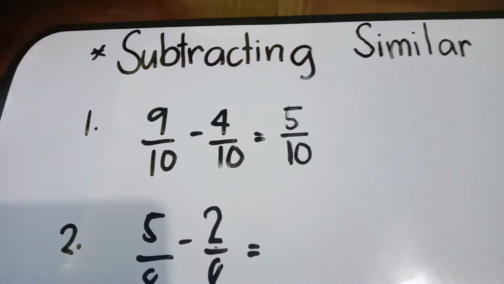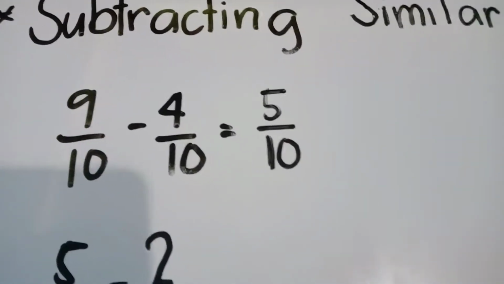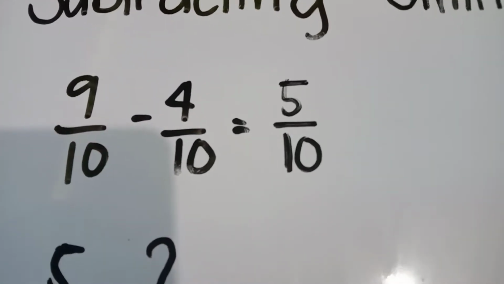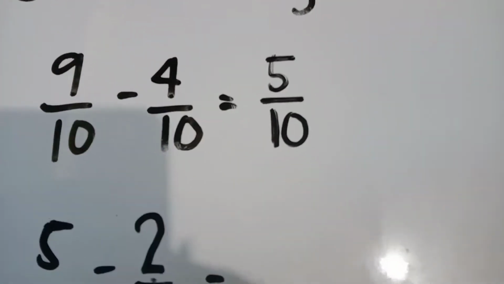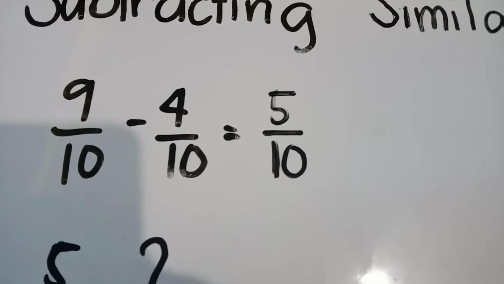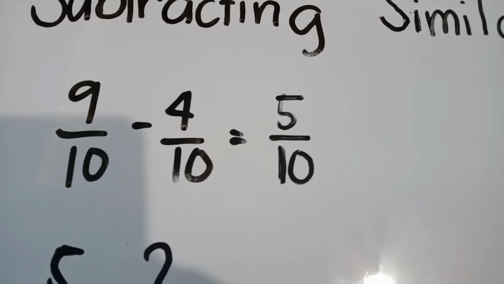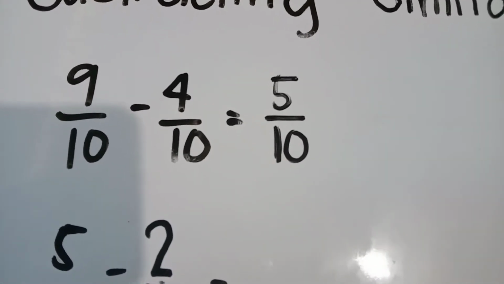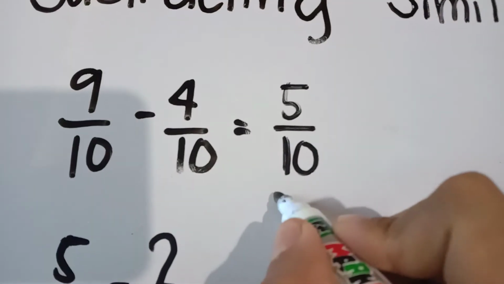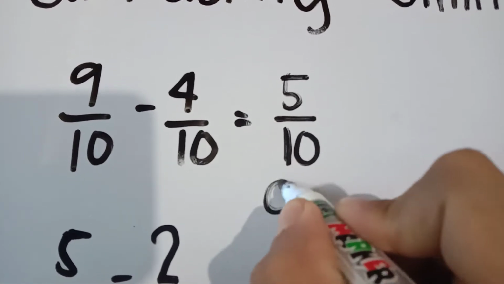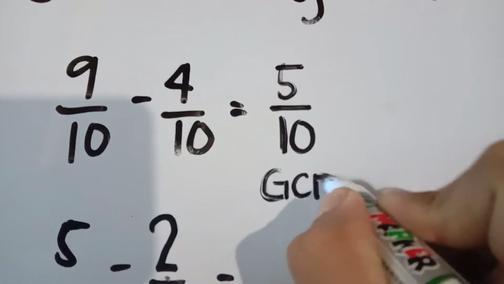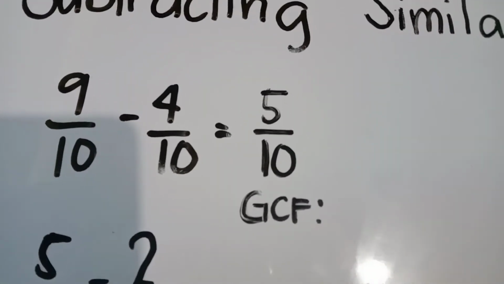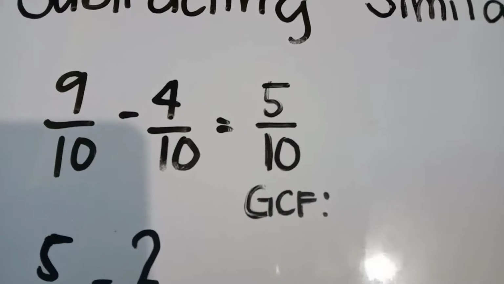Next step, check your answer. Try to check your answer if it is in lowest term. In this case, 5/10 is not yet in lowest term. So what are we going to do? We are going to change 5/10 to lowest term by finding the GCF. What is GCF? Greatest common factor. And how do we find the GCF? Papaano hahanapin ang GCF na yan?